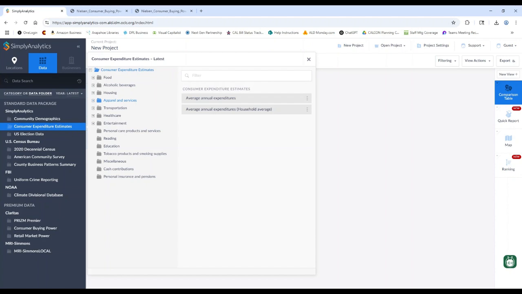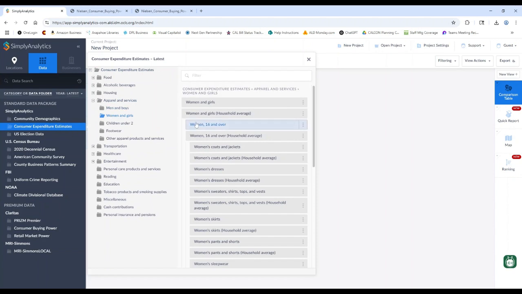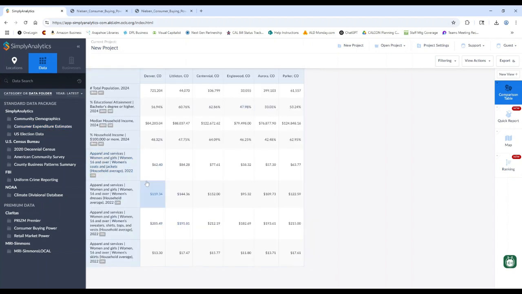So let's say, for instance, that you were opening up a clothing store and it was going to cater towards women. And so you wanted to know how much women spent or households spent on dresses, coats and jackets, sweaters, shirts and tops, and skirts. So we could select those from here. And then if we go back to our table, you'll now see that we have these, what seems like relatively small numbers in this day and age.